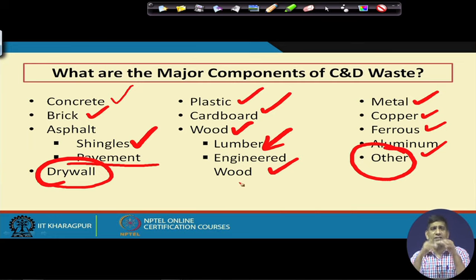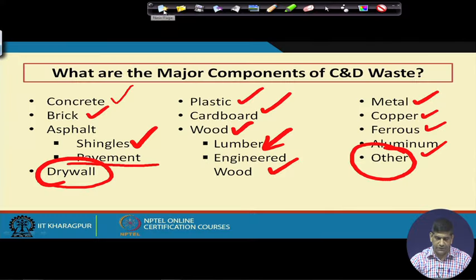So as long as we do the separation, either on site or at a C&D processing facility, each of these has some market. Concrete can be used to make new concrete. Crushed concrete can be used as a filler material. Brick again can be broken down and used as a filling material. Asphalt shingles and asphalt pavement can be recycled back. Drywall you can recycle back as drywall. Its essential component is calcium sulfate with 2 molecules of water, which is gypsum, and so that can be used back. Recycled drywall is also used as a soil amendment.